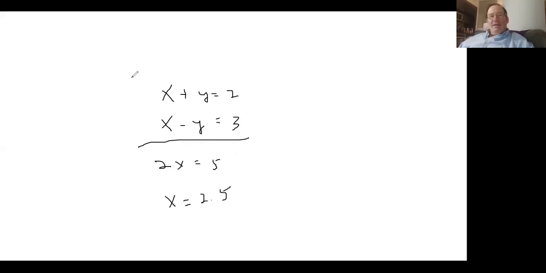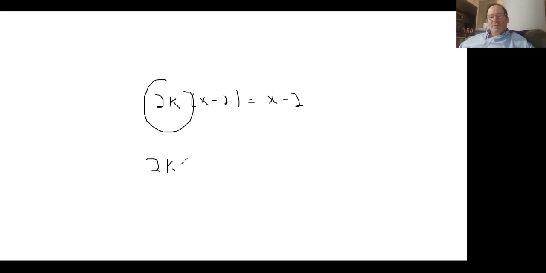In the last question, it says k is a constant, and the equation has infinitely many solutions. That means that these two equations have to be the same. Infinitely many solutions means you have two equations that are the same. And I got x minus 2 equals x minus 2. So always note the symmetry. If I want to make the left and right side the same, 2k has to equal 1, or k equals 1/2.